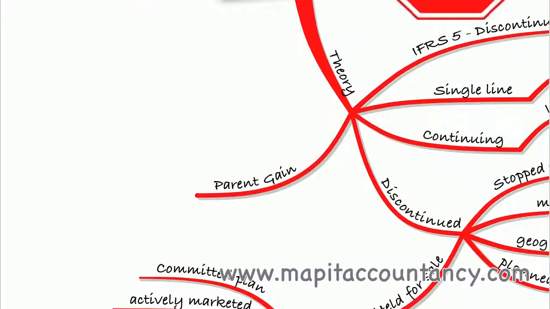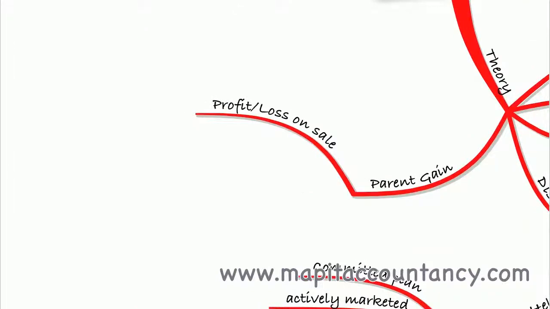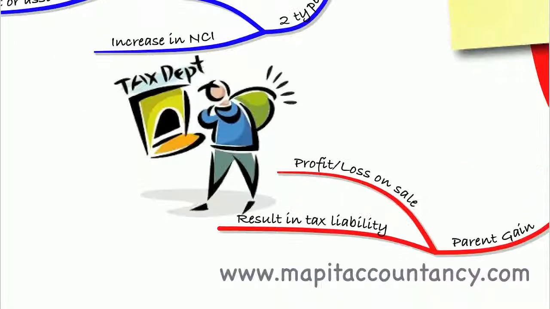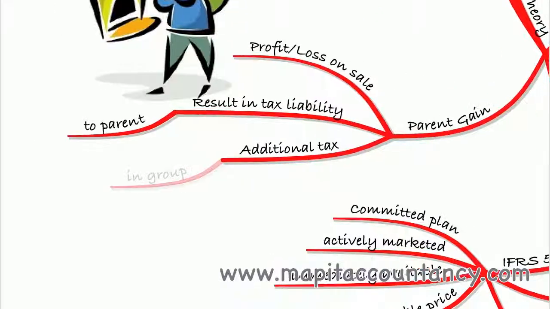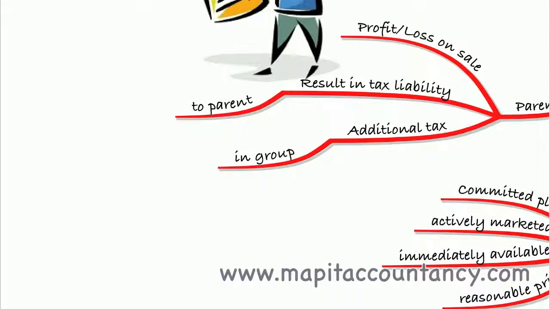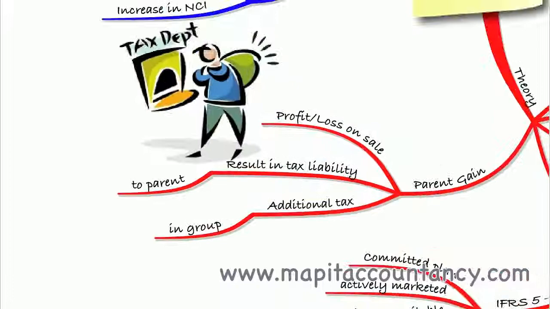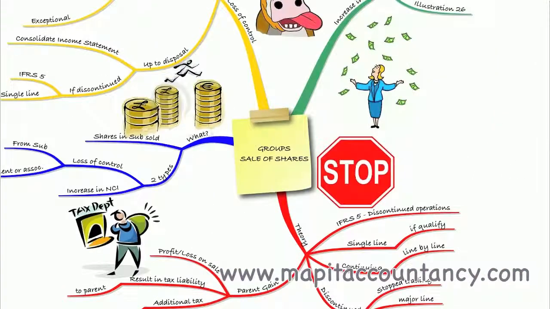Just a note that when we do sell some shares, if there's a gain to the parent, there'll be a profit or loss on the sale. So that might result in a tax liability to the parent and additional tax to the group. Now, usually we just ignore this for the purposes of our consolidation. So don't worry too much about it, but just be aware that that is potentially the case. So that was a recap of our lecture on the sale of shares.